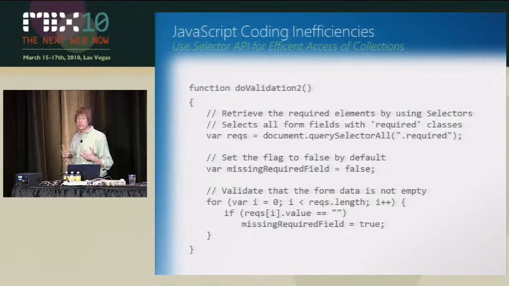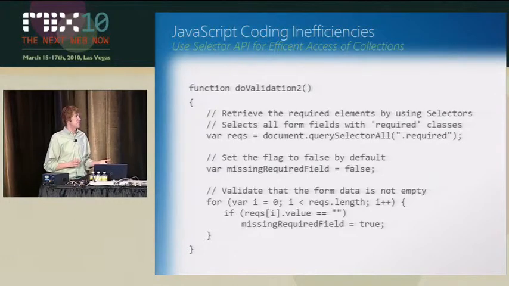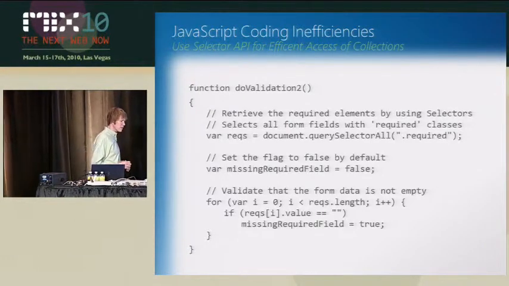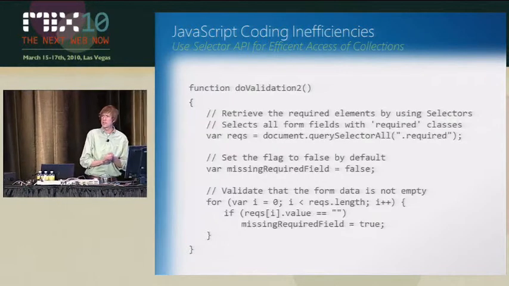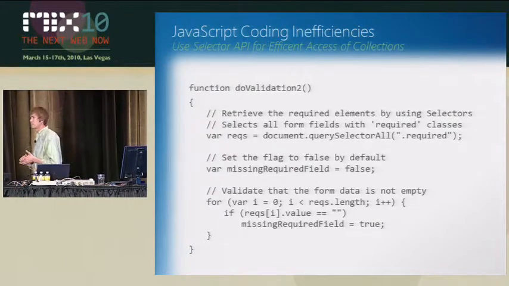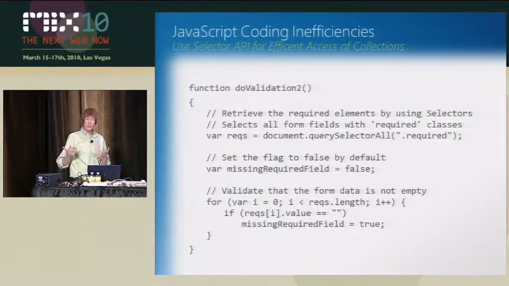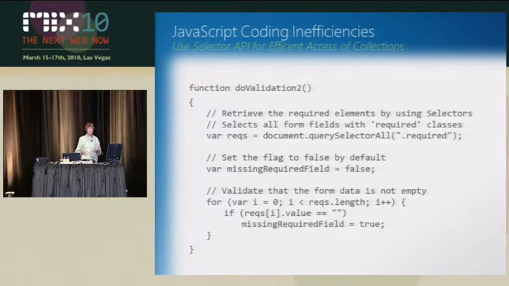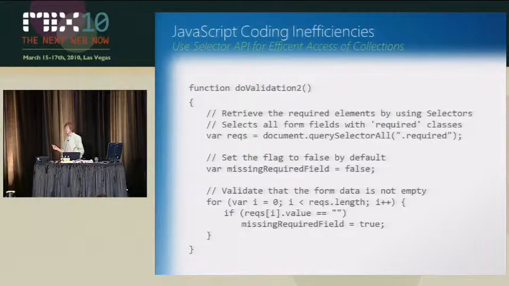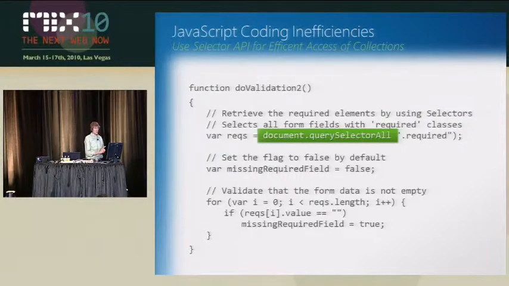Another best practice is to use the selectors API for efficient access to collections. How many of you are familiar with the selectors API that was added in Internet Explorer 8, or CSS selectors in general, the CSS selector syntax? What you can do is you can use the CSS selector syntax inside of your JavaScript to very efficiently go and bring back a collection of items that you can then work on. In this case, I'm calling document.querySelectorAll, and I'm bringing back all required elements. I can then work through that collection very, very efficiently.